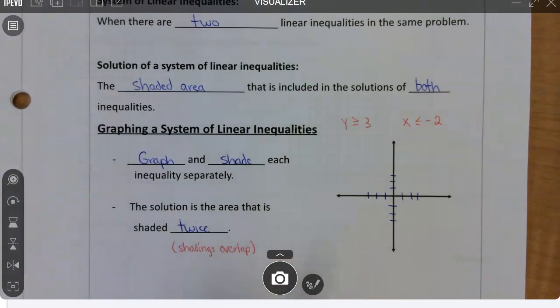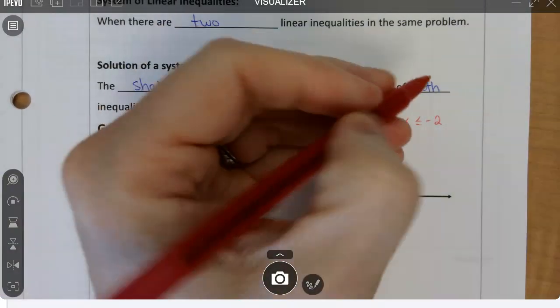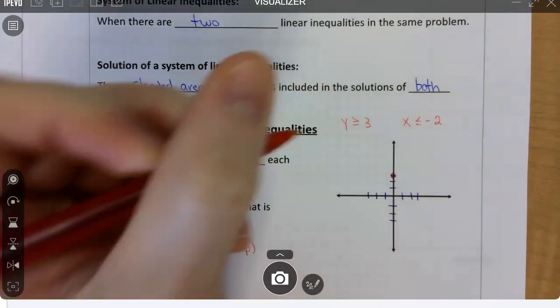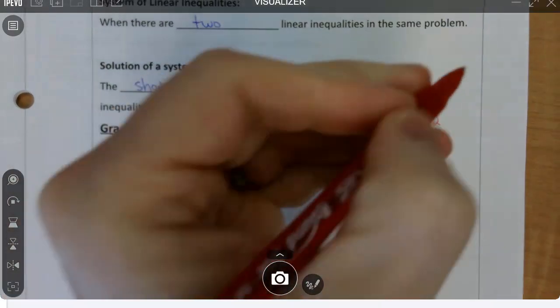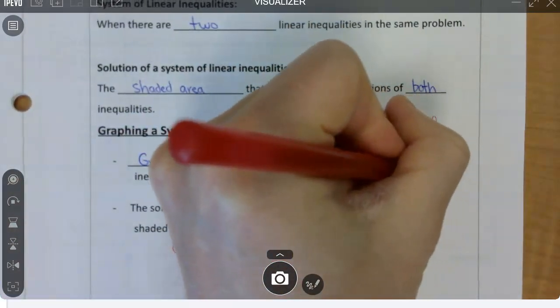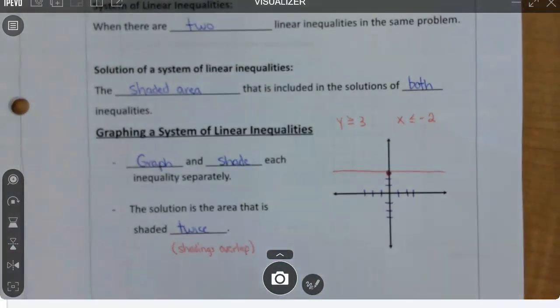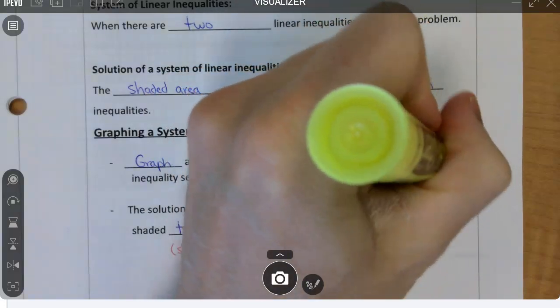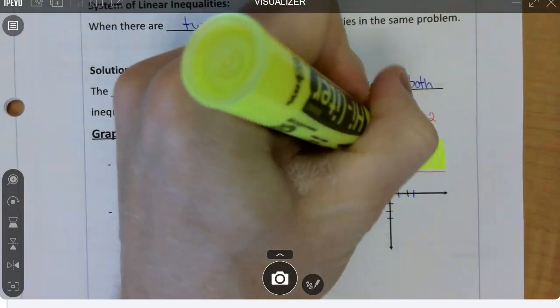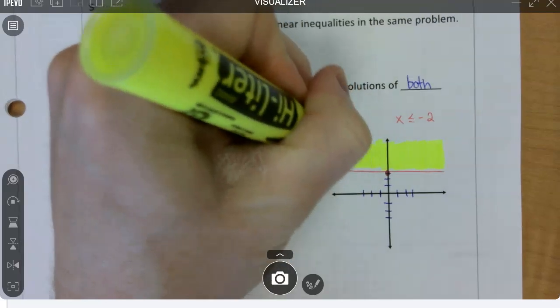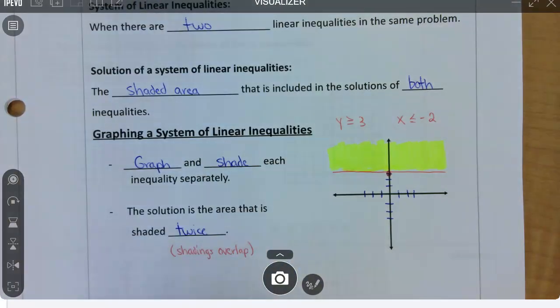If I'm at y is greater than or equal to 3, that means I'm going up to the y-intercept of 3. It's greater than or equal to, so I know it's a solid line. And then because of that greater than part, I would shade everything that is above. So that's the first inequality.